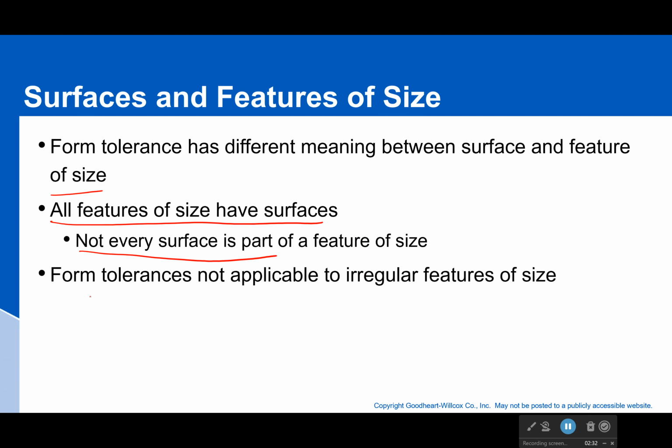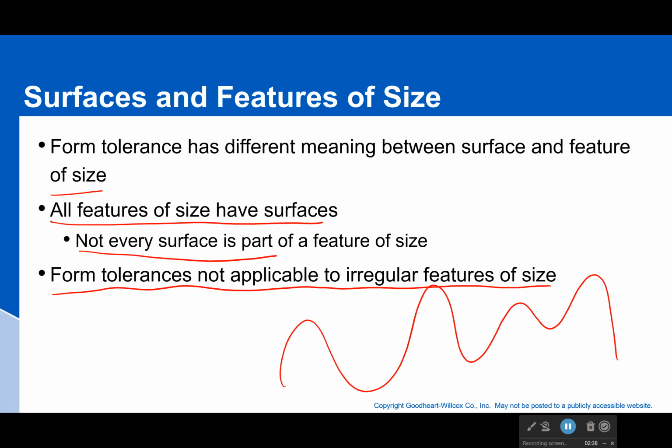Finally, the last thing that we should think about is that form tolerances are not applicable to irregular features of size. You can't say that this is what it's supposed to look like and say, well, I want it to be flat. What does that even mean? I want it to be straight. Well, apparently you don't, because it's super curvy. It has to be a regular feature.